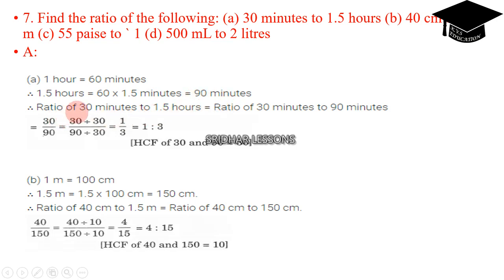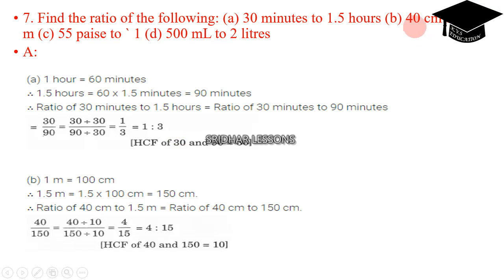Therefore, the ratio of 30 minutes to 1.5 hours is equal to the ratio of 30 minutes to 90 minutes, because these two should have equal units. That means 30 by 90. Anyway, 30 cancels 90, 3 times, so it is 1 by 3, or the required ratio is 1 is to 3.